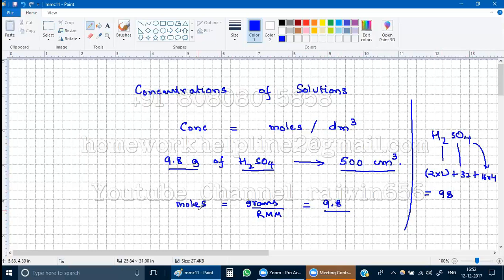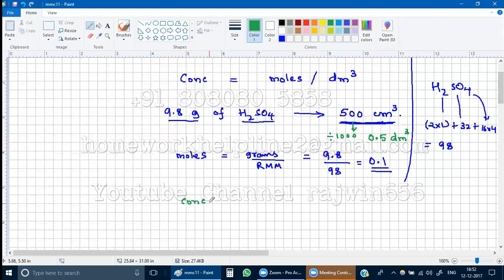So first we calculate the number of moles, which is grams divided by the molecular mass. 9.8 divided by 98 becomes 0.1 moles. Now this concentration is in moles per dm cube, but the volume given is in centimeter cube. So this centimeter cube will have to be converted into dm cube. We'll have to divide it by 1000. So 500 upon 1000 becomes 0.5 dm cube.